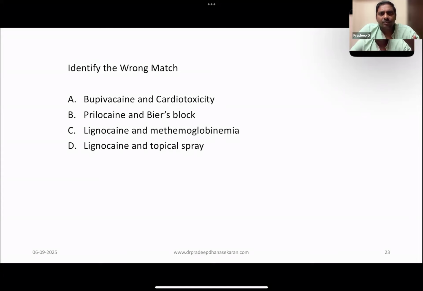Lignocaine topical spray we all know, because we all used to do endoscopies for which you use a lignocaine spray. Lignocaine and methemoglobinemia is the wrong match, because prilocaine is associated with methemoglobinemia. So you need not read anesthesia in detail. Let me put up the important tabular columns from Sabiston, Schwartz and Bailey. You just follow this tabular column alone.